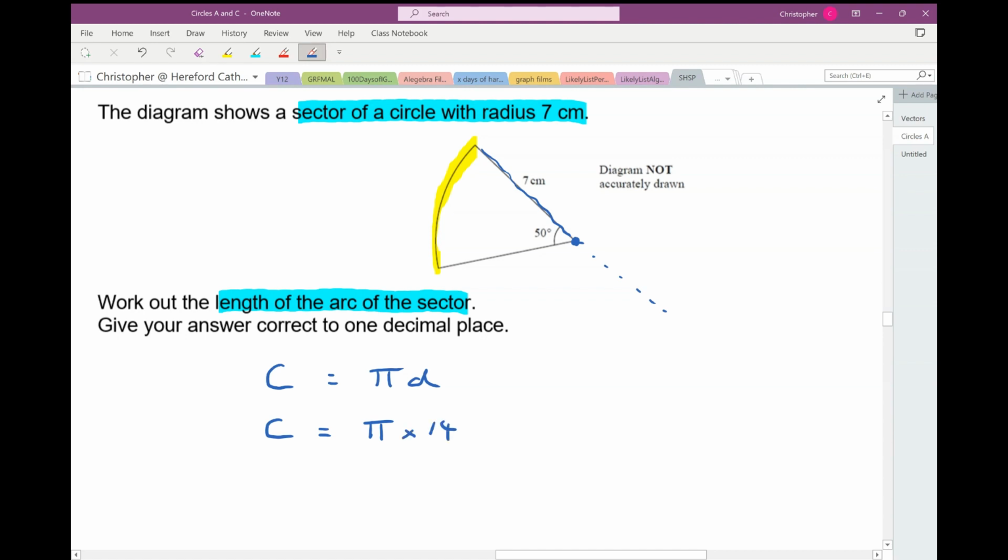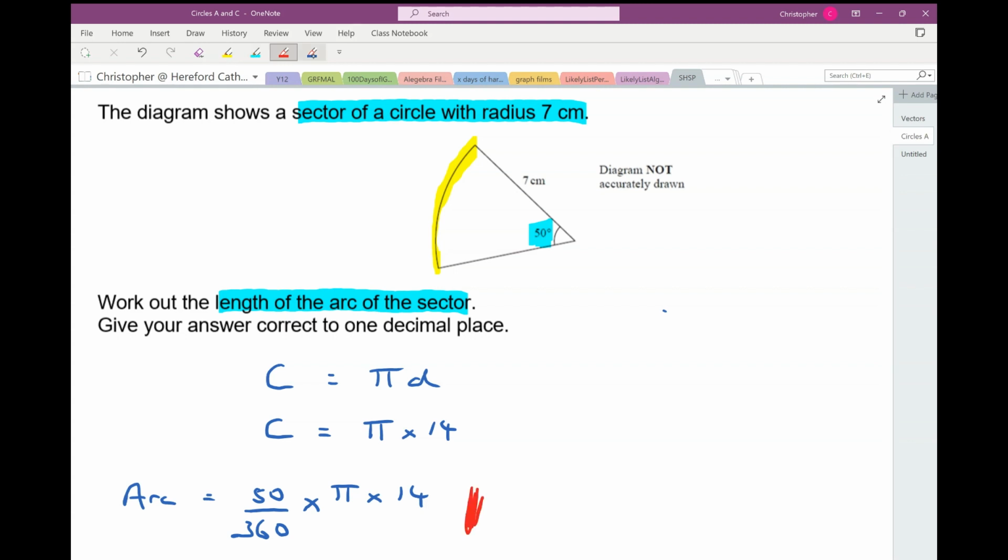I haven't got a whole circle here, have I? This yellow shaded section of the circumference is a certain fraction of the circumference. What fraction is it? Well, it's 50 degrees out of 360. So the length of the arc is not going to be pi times 14, because that would be the whole circumference. It's only 50 360ths of that. So there's an expression for the length of the arc.